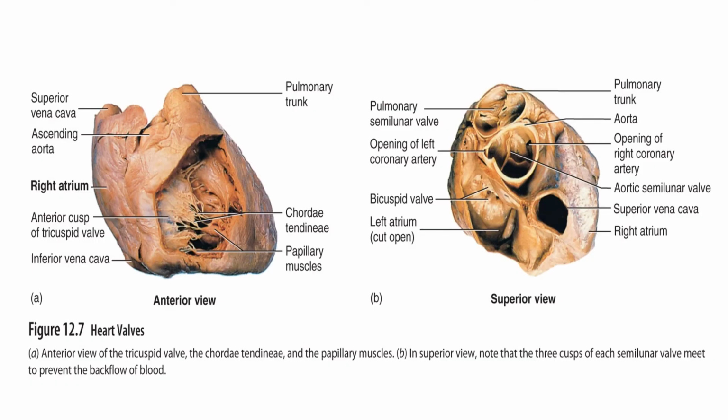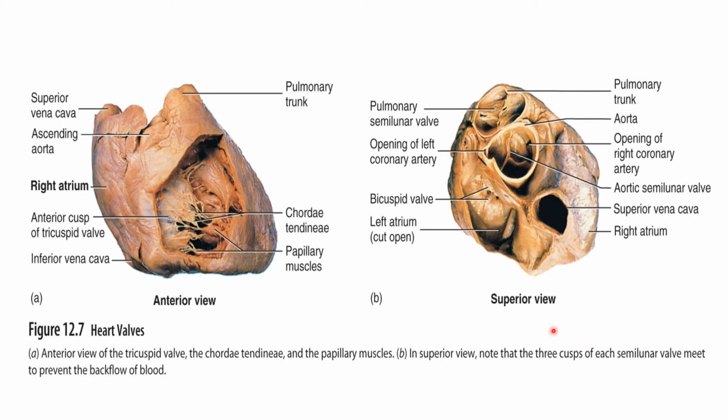So this is the anterior view of your heart valves. Again, you will see here how your chordae tendineae look, and the papillary muscles that they are attached to. You can also see your anterior cusp of the tricuspid valve, and then of course your inferior and superior vena cava and the ascending aorta. And then you also have your pulmonary trunk.